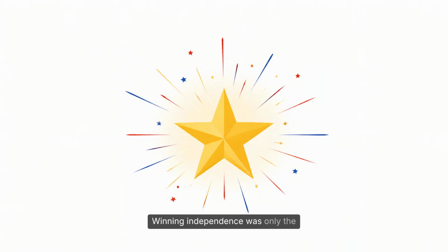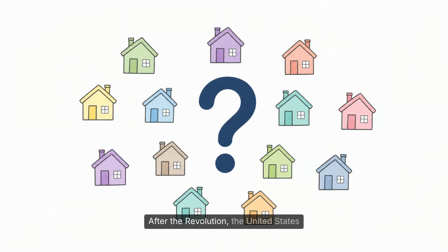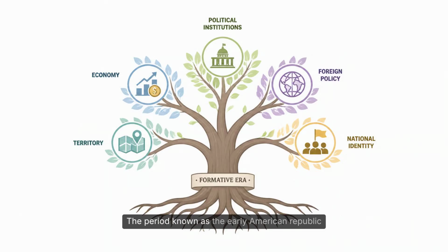Winning independence was only the beginning of the American experiment. After the Revolution, the United States faced a fundamental question: how could 13 former colonies become a stable, unified, and functioning republic? The period known as the Early American Republic was the formative era during which the United States established its political institutions, developed its economy, defined its foreign policy, expanded its territory, and shaped its emerging national identity.